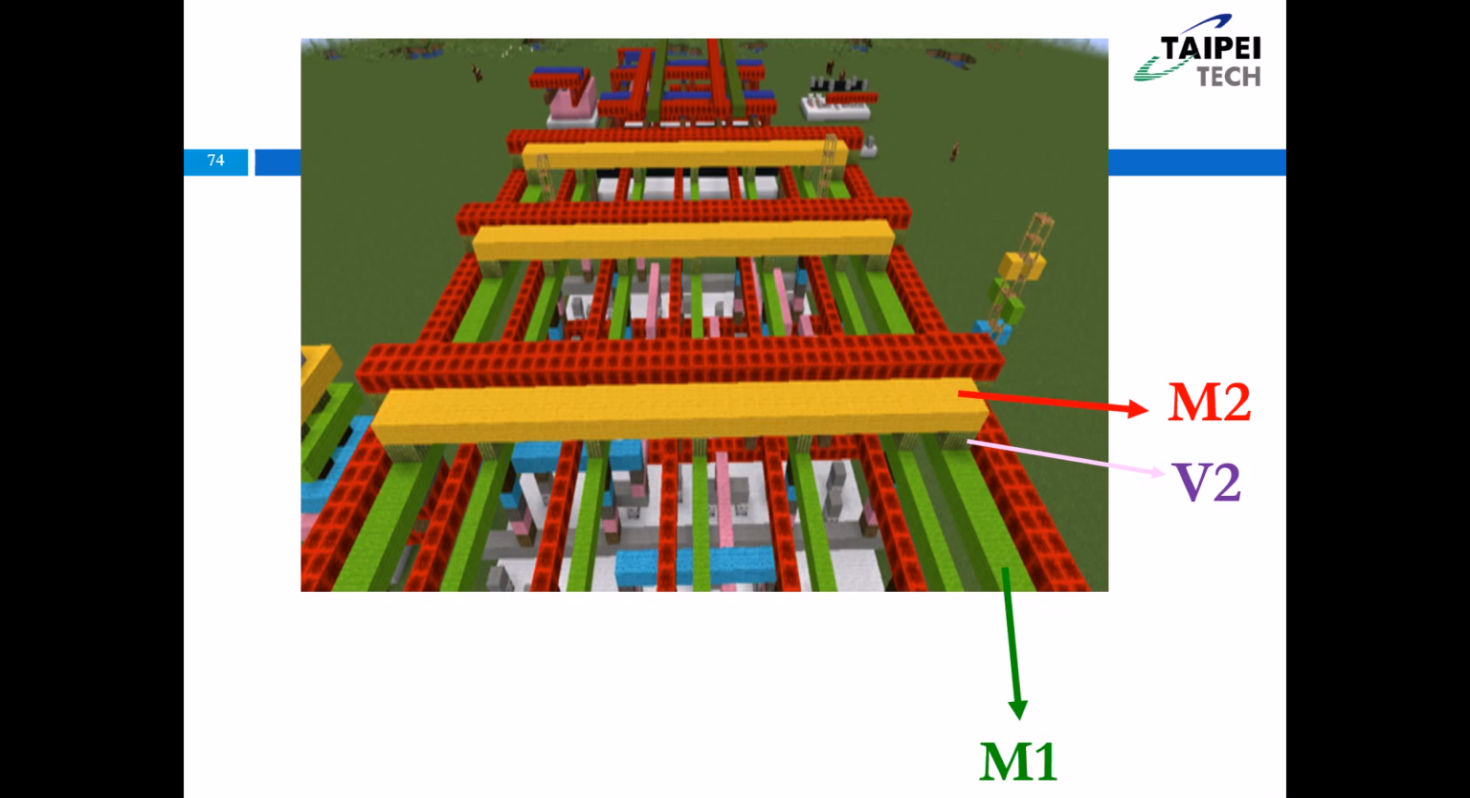Okay, so I just want to let you know, for two metal layers we must have the via. The purpose of the via is to connect the first metal and the second metal. Okay. For example.